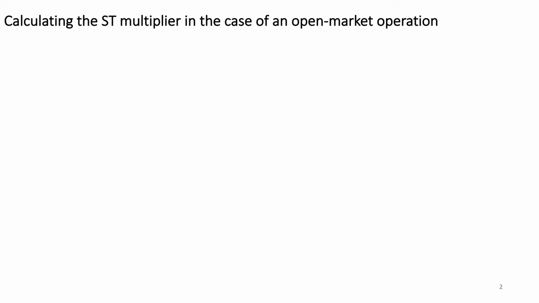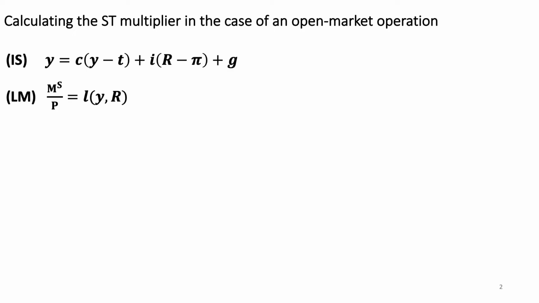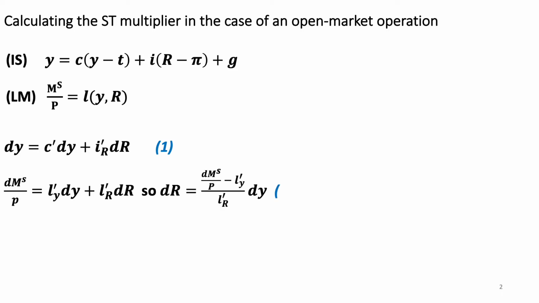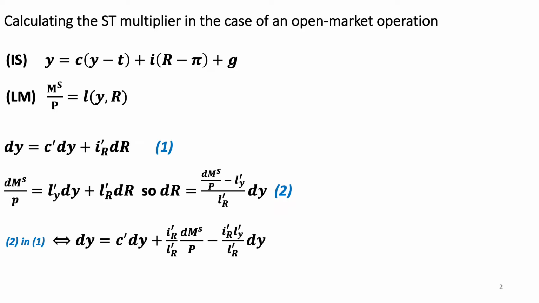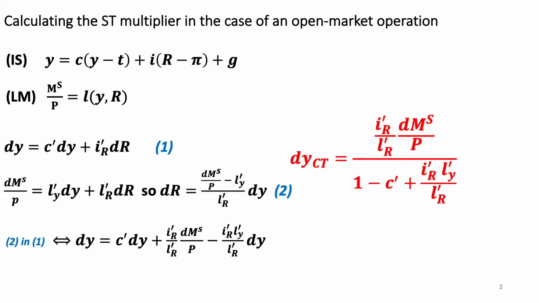Let's start with the short-term income multiplier in the case of an expansionary monetary policy carried out through an open market operation. To calculate the multiplier, we start from the ISLM equations. We differentiate the two equations with respect to the endogenous variables y and r and to the exogenous variable which is shocked, the supply of money. We then express dr as a function of dy in the second equation and then replace dr by this expression in the first equation. We find the expression of the short-term multiplier that you can see here in red.